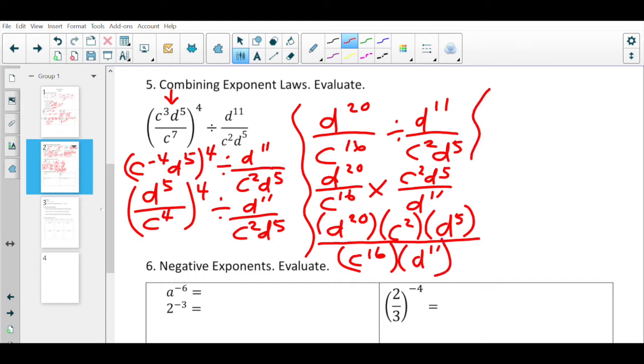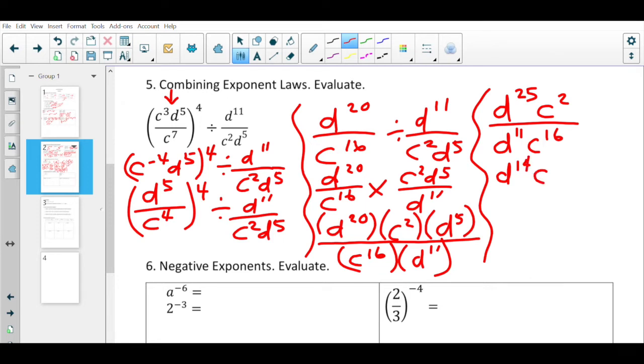Let's simplify the numerator first. d to the 20th, so that's d to the 20 plus 5, using the product rule, so that's d to the 25, and c squared. And in the denominator, that's d to the 11th, c to the 16th. Now we can apply the quotient rule, so that's d to the 25 minus 11, which is d to the 14th, and c to the 2 minus 16th, which is c to the minus 14th. Let's leave no negative exponents, so that's d to the 14th over c to the 14th. Okay, there we go.